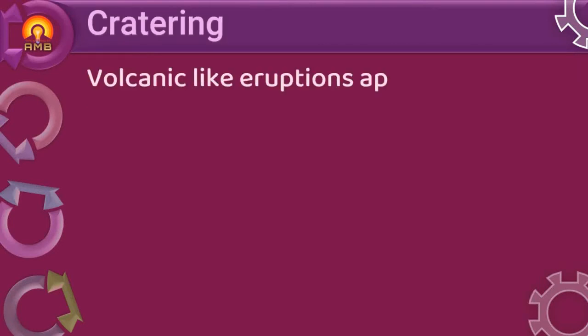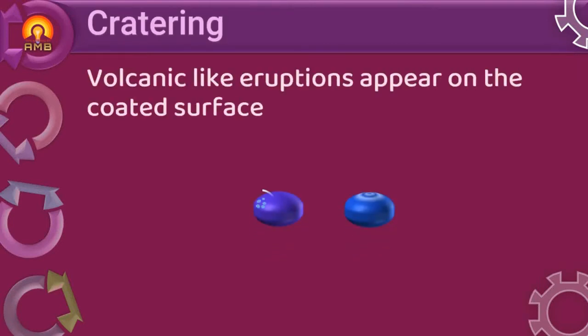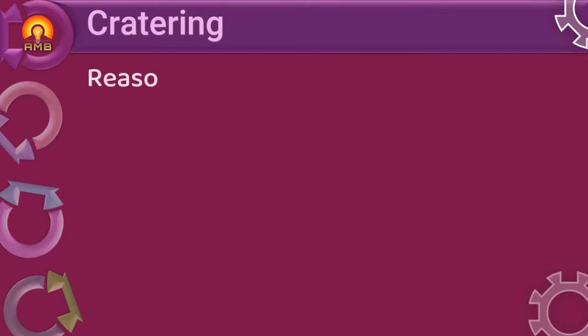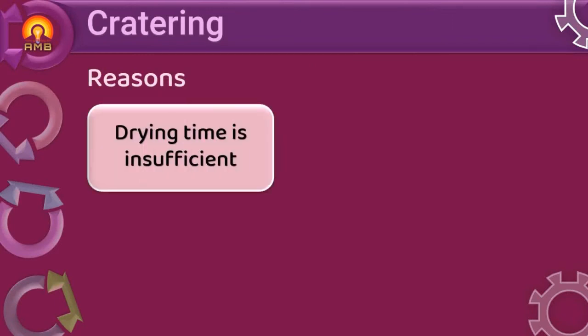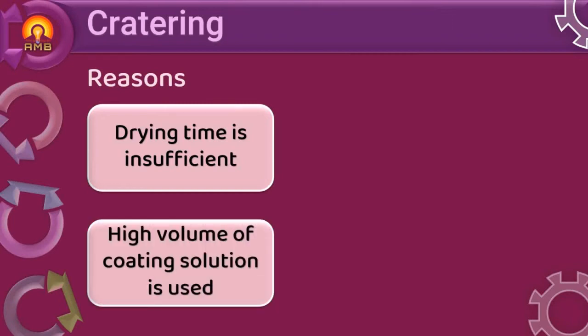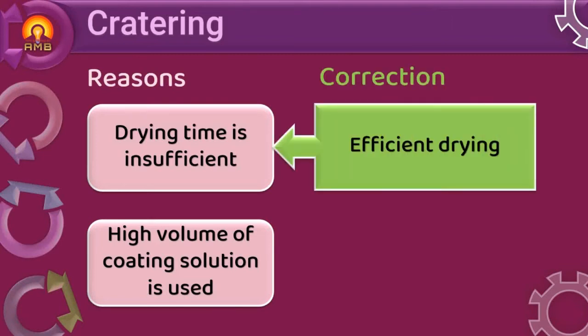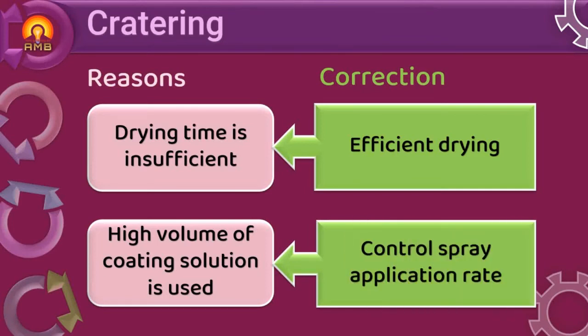Another defect is cratering. Volcanic-like eruptions or shapes appearing on the coated surface of the tablets is called cratering. It occurs if drying time to seal the film is insufficient or if a high volume of coating solution is used for coating. It is corrected by efficient drying and controlling the spray application rate of the coating solution.